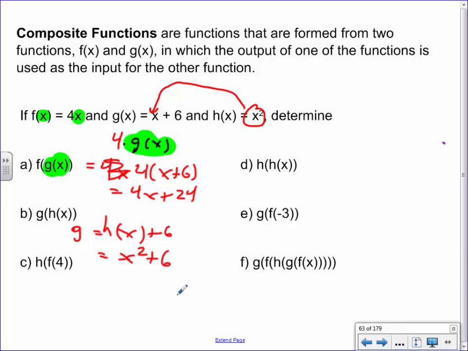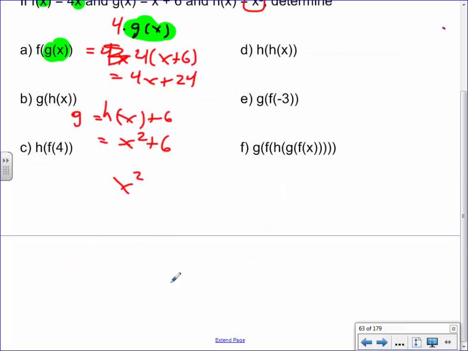Okay, C. What if I don't make it x? What if I make it a number? Well, it just means you're putting a number in when you're done. Right? Like, okay, what is the h of x equation? H of x was supposed to be x squared. But I don't want x squared, I want f of 4. So what I should really do is make that f of 4 squared.